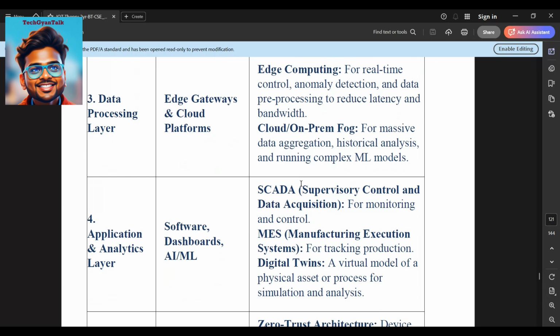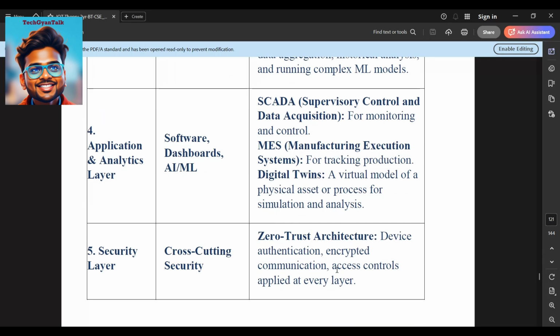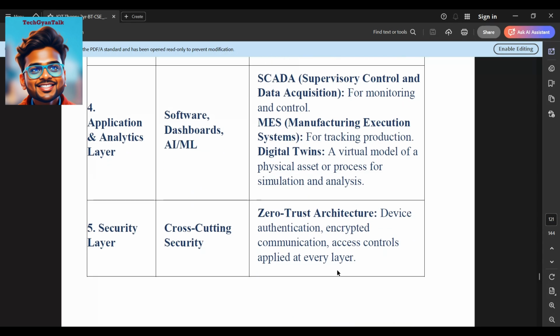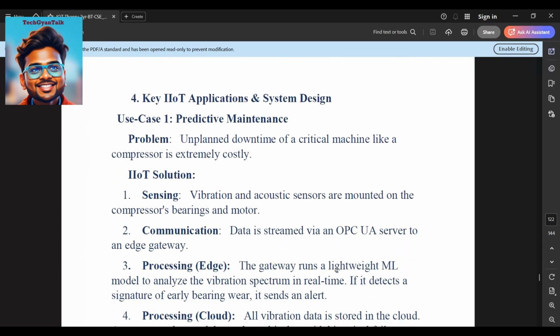And the application and analytics layer: software, dashboards, AI/ML. SCADA, that is supervisory control and data acquisition, for monitoring and control. MES, manufacturing execution systems, for tracking production. Digital twins, a virtual model of a physical asset or process for simulation and analysis. Security layer: cross-cutting security, zero trust architecture, device authentication, encrypted communication, and access controls applied at every layer.